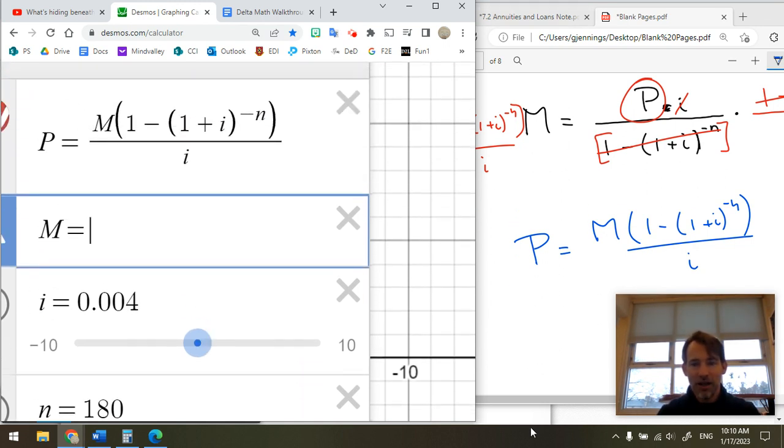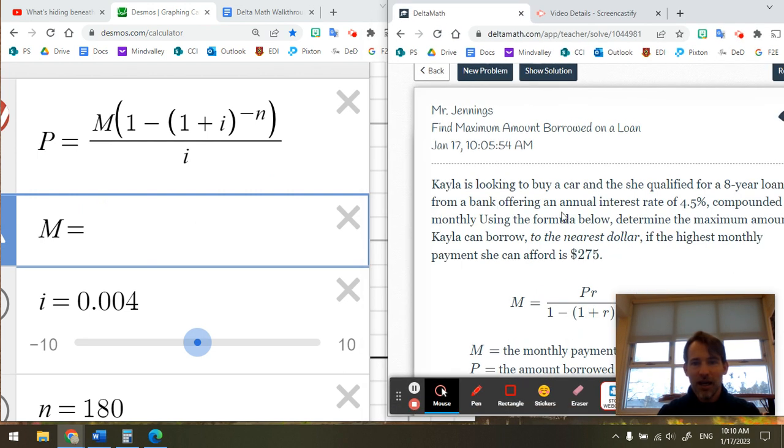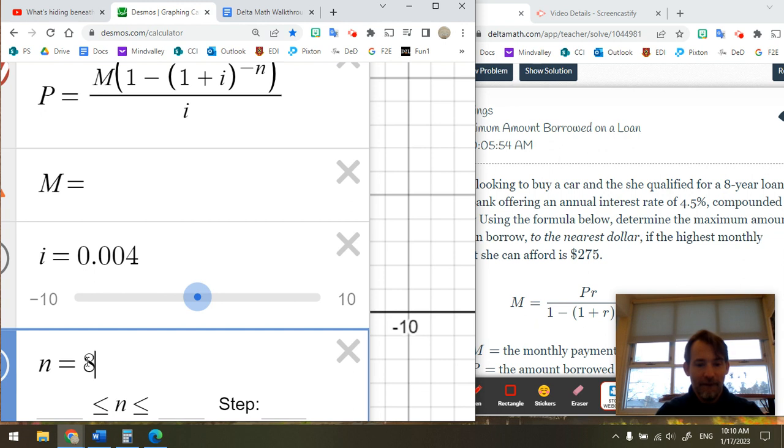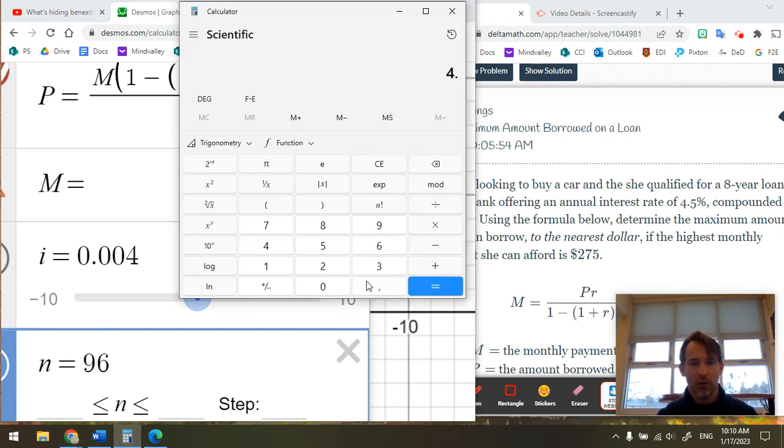Now, let's go ahead and get our values from the problem. So, Kayla, she's qualified for an 8-year loan, but she's going to pay that back monthly. How many months is 8 times 12? How are your times tables, everyone? The N is 84. It's not 80, it's 96. Sheesh, 84 would be 7 years. No, it's 8 years. My goodness. Okay, annual interest rate of 4.5. So let's just calculate that. 4.5% divided by 12 months is equal to 0.375.